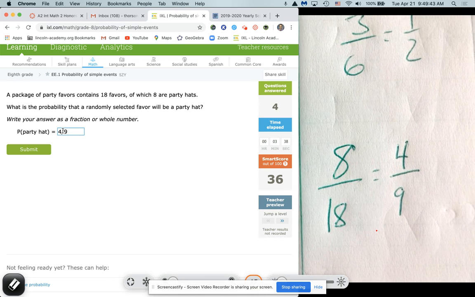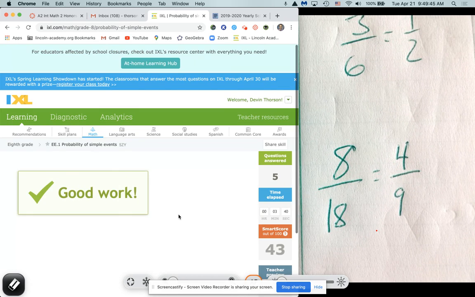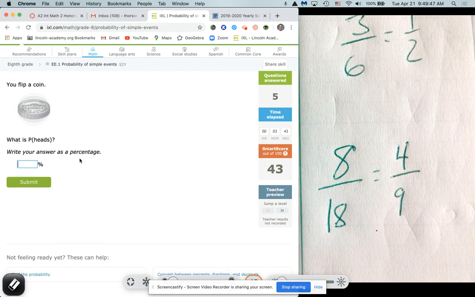I thought by this point we would have gotten a percentage one. I just want to make sure you realize we will get percentages. Oh, here we go, a percentage.